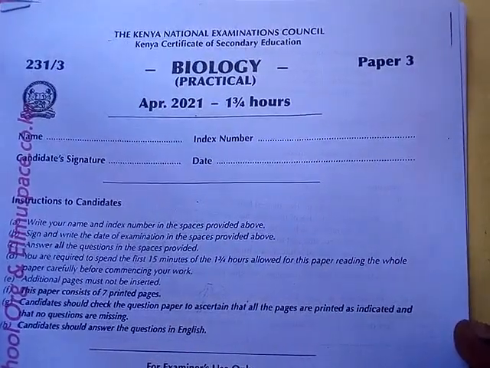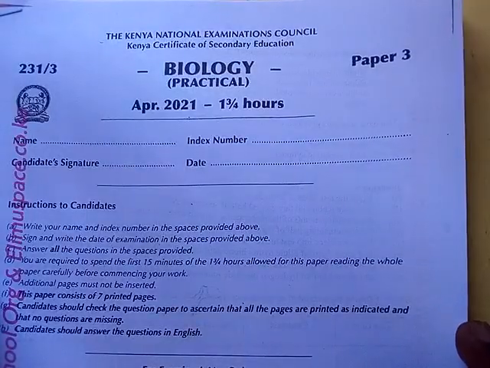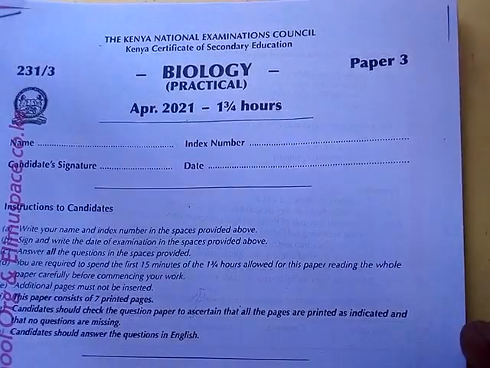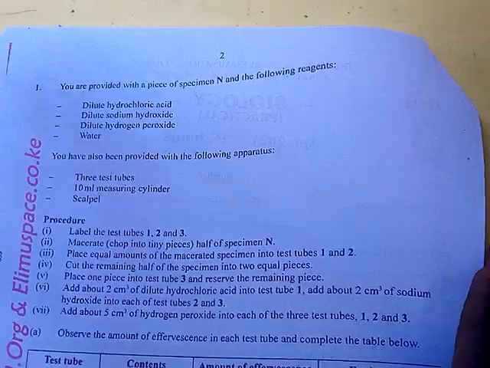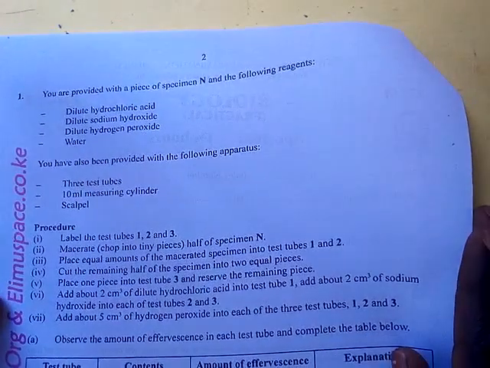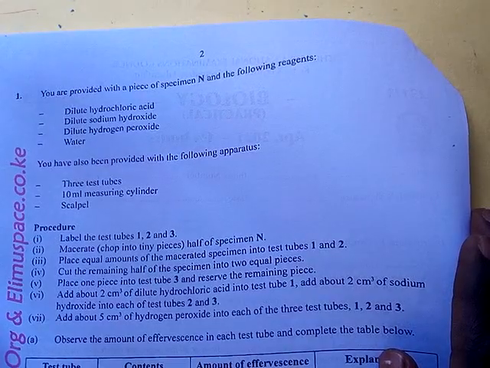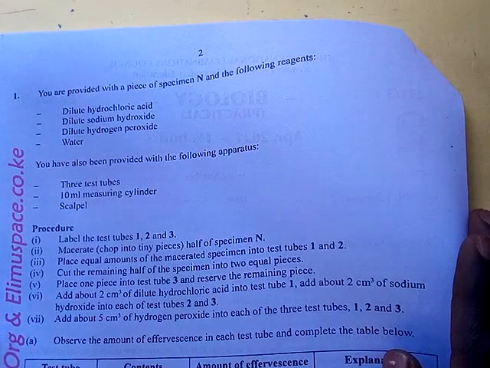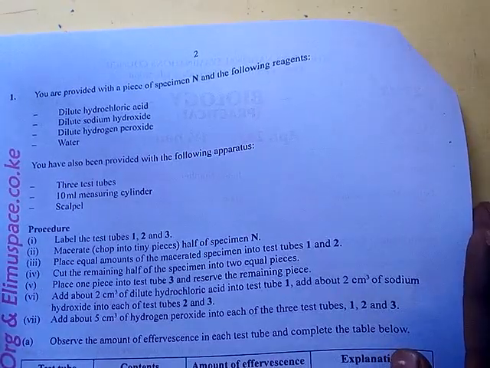Welcome to this lesson. We are dealing with Biology Part 3, 2021. Let's see what's contained inside. As you can see, question 1 says you are provided with a piece of specimen N and the following reagents. Specimen N was a potato.